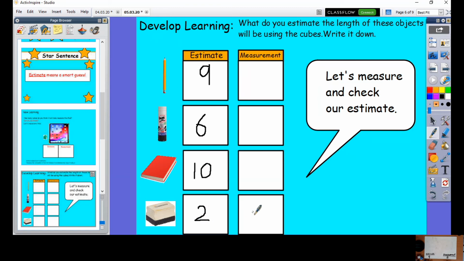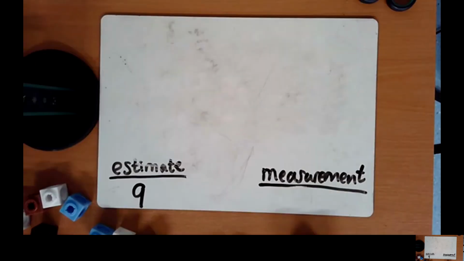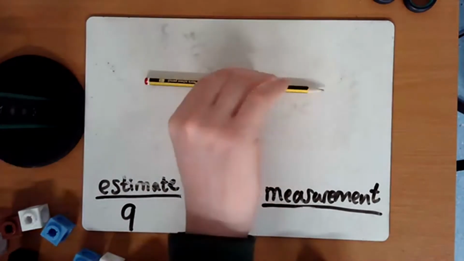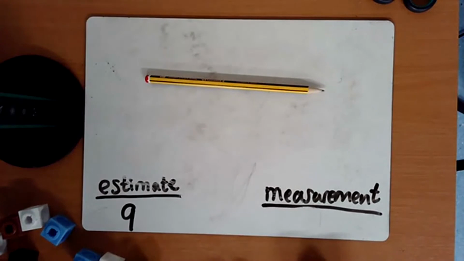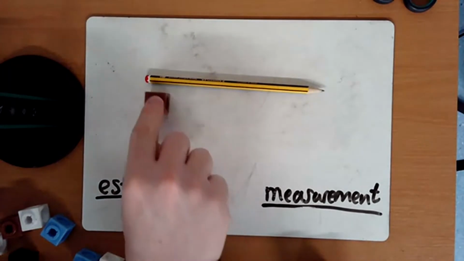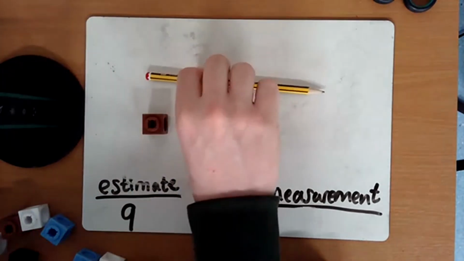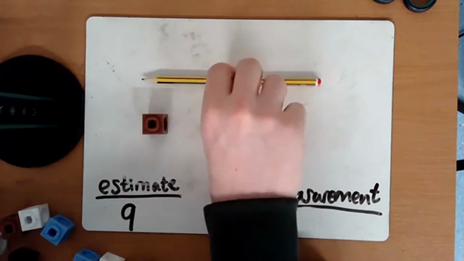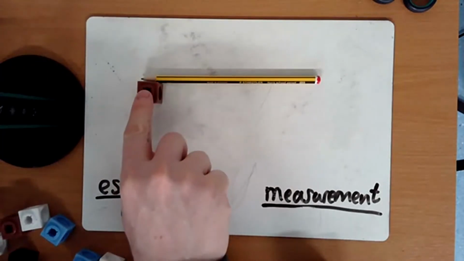Okay, let's start with our pencil then. So I said 9. Let's measure it and find out. So here's my pencil. My estimation is 9. Let's measure to find out. Oh, remember I start right at the end, right at the tip. So I'm going to start on the tip actually, right at the tip of the pencil.